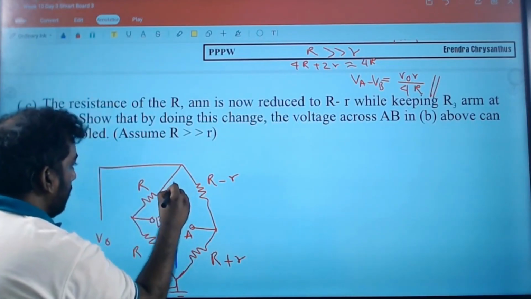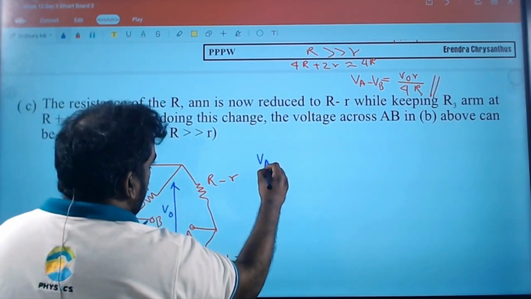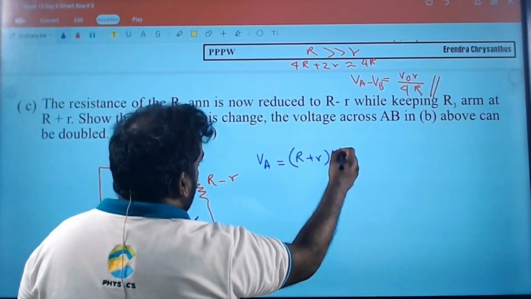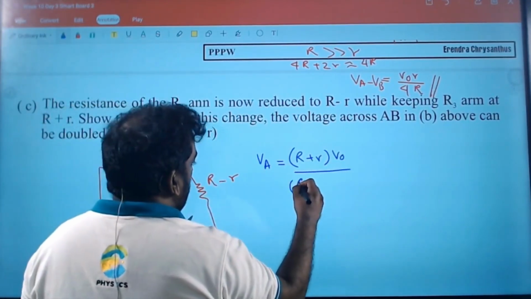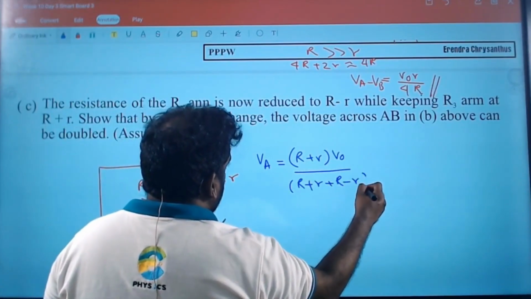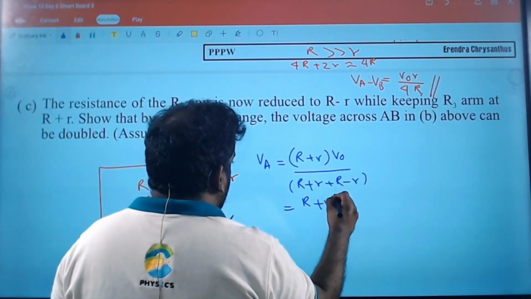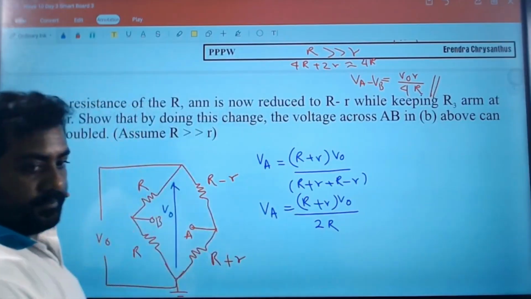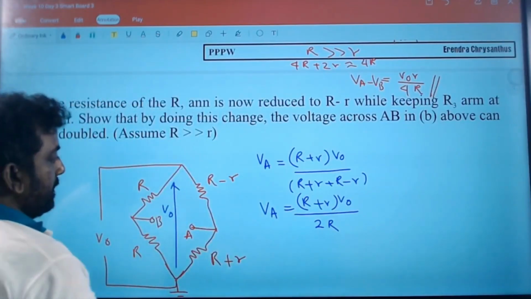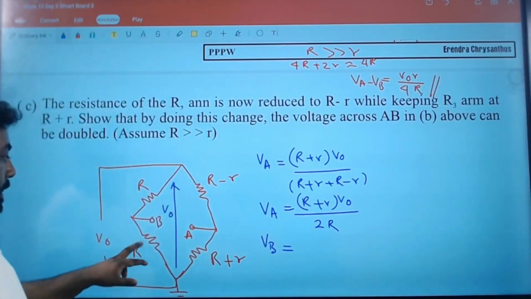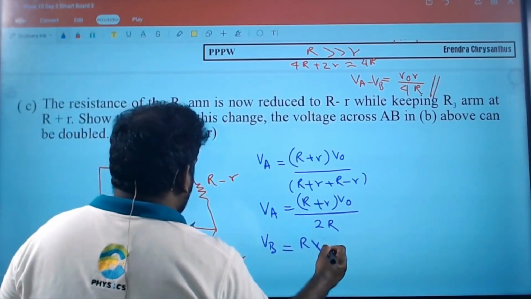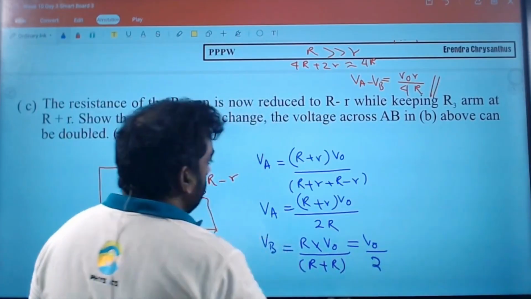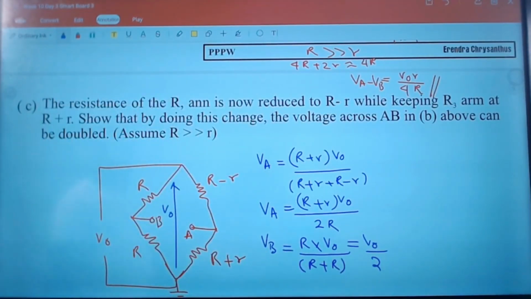Here V naught, and here also V naught. Voltage across A, potential divider, voltage here from the ground level. R plus R, V naught divided by the addition. R plus ΔR, R minus ΔR. R plus ΔR, V naught, 2 capital R. Here the voltage across is R times V naught divided by R plus R, which is V naught divided by 2.